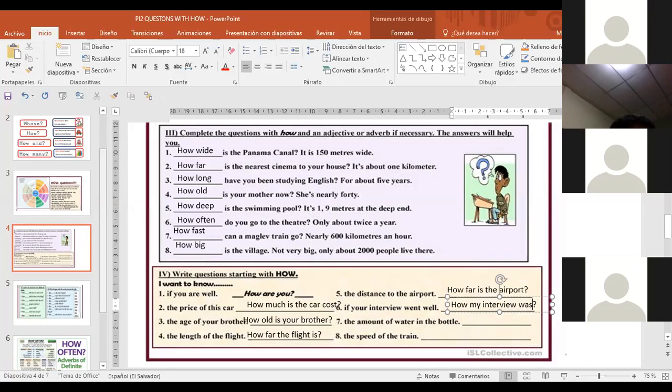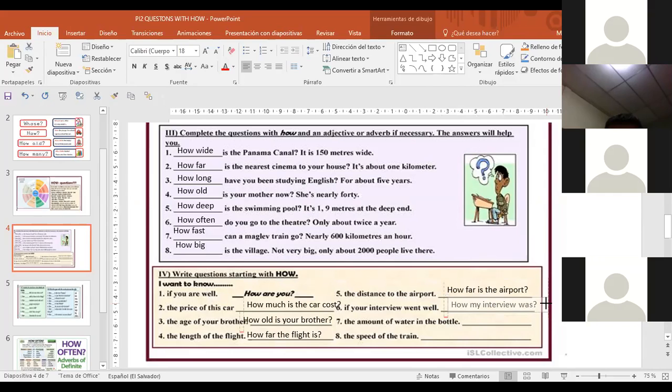For example, when you go to a recruiter because you're looking for a new job, maybe at the end of the interview, you can ask the lady, excuse me, ma'am, how was my interview? And you ask questions to see if they are going to call you back, okay? Of the chances or possibilities you have to get hired for the position.